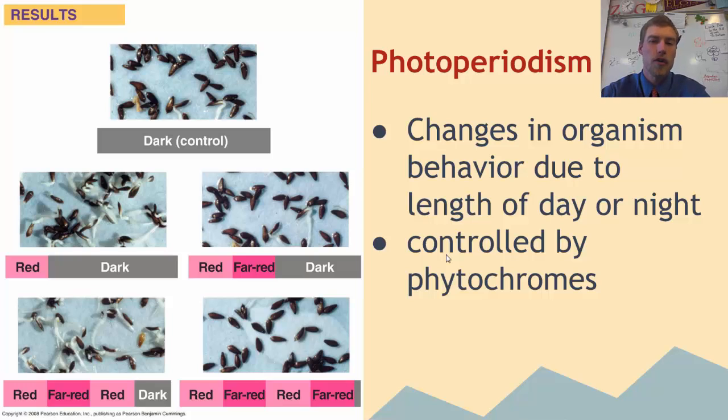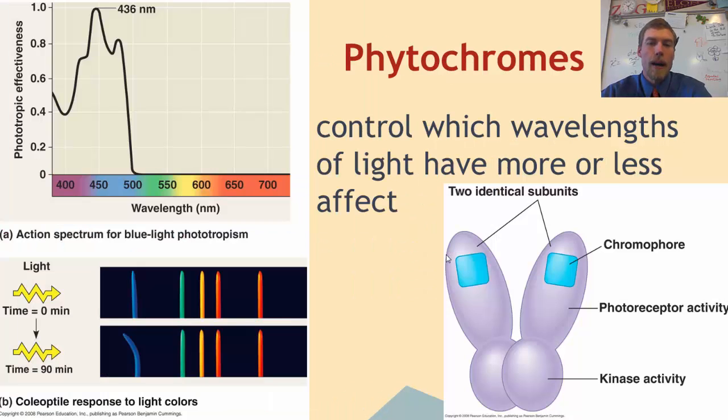So that's one way the light can be affecting plant growth and have it lead to some sort of response. Another is photoperiodism. This is where we can have changes in the plant behavior due to the length of day or night. In plants, it is controlled by phytochromes. So phytochromes are these cool proteins, and they have a kinase at the bottom that can have some sort of activity, and then they have actual photoreceptors up at the top, and they control which wavelengths of light have more or less effect.